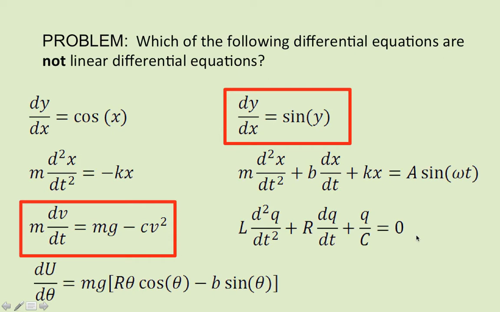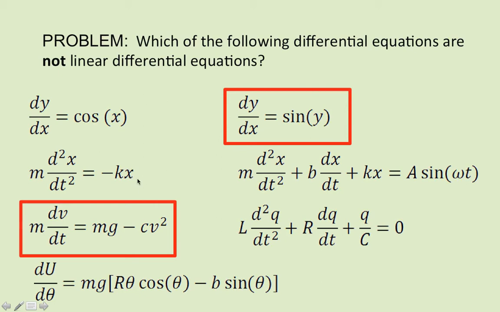Let's just look at each to make sure you understand what's happening. Here we've got dy/dx equals cosine x. y here is the dependent variable and x is the independent variable. So this is fine, it's still linear because this is a function of the independent variable. However, dy/dx equals sine y, now this is a function of the dependent variable, and remember our dependent variable can only have y's or derivatives of y. So this one is not going to be linear.